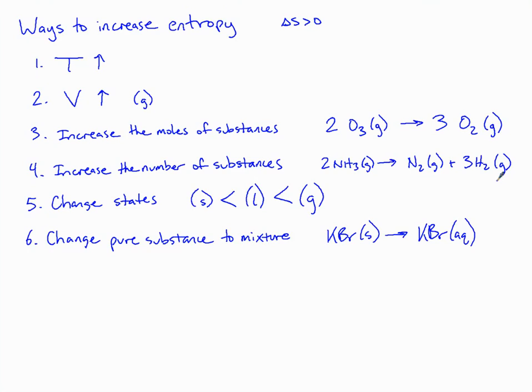Number 6 is changing a pure substance to be in a mixture. The example here is we have solid potassium bromide, and we are dissolving it in water, and there are just more ways that you could arrange this potassium bromide. If it's a solid, it's relatively still. The particles can't really move around. But once you dissolve it in water, everything is free to move around a lot. And so entropy has increased.